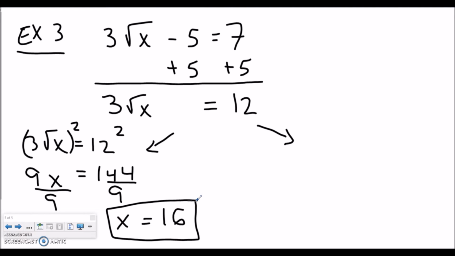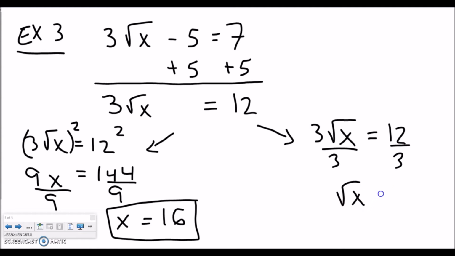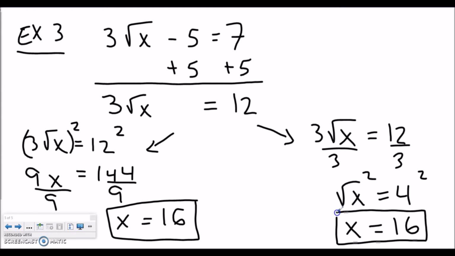The other way is you could continue to isolate the x, divide by 3, get a square root of x equals 4, and then square both sides. Oh, look at that. Same answer. X equals 16. Doesn't matter which way you do it. Either way, we get the same answer.